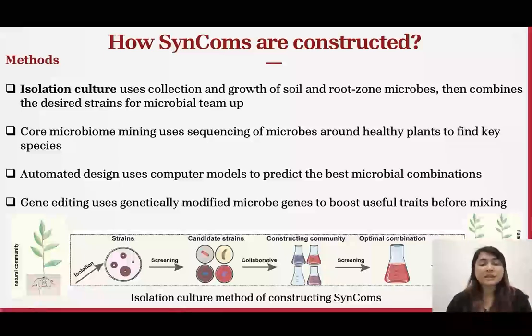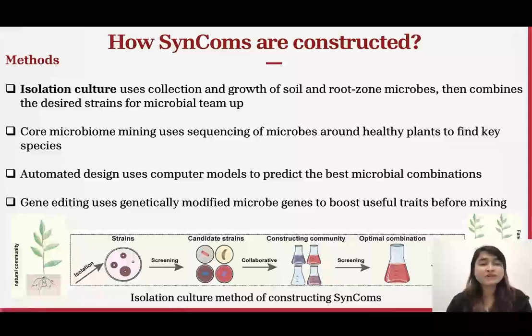For the second one, core microbiome mining, high-throughput sequencing of the rhizosphere from healthy and thriving plants reveals which taxa recur across samples. Those core species are strong contenders for inclusion because their consistent presence suggests that they play key roles in nutrient cycling, pathogen suppression, or plant signaling.